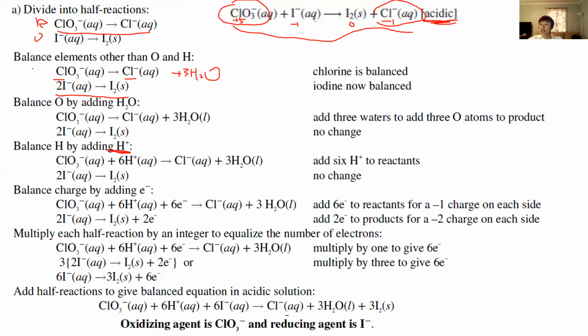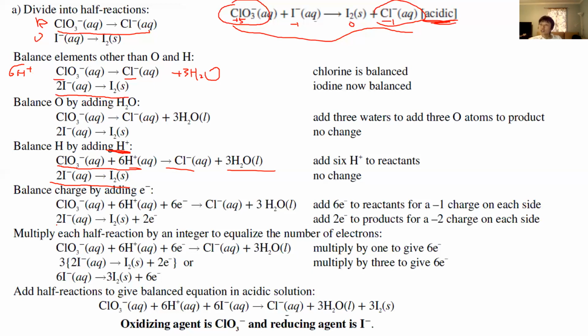So we have to add another 6 protons on the left hand side. Now we have ClO3⁻ and 6 protons on the right hand side, with chloride and water. But that's not enough, right? Because the charge is not balanced, for both of them, we don't only want the number of atoms to be balanced, we also want the charge to be balanced.